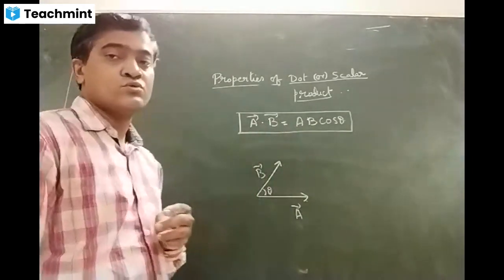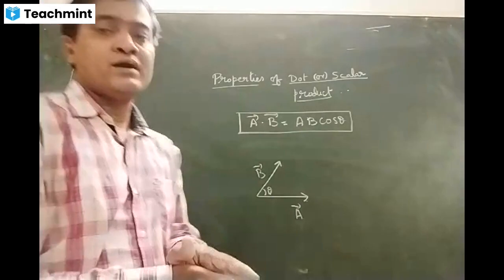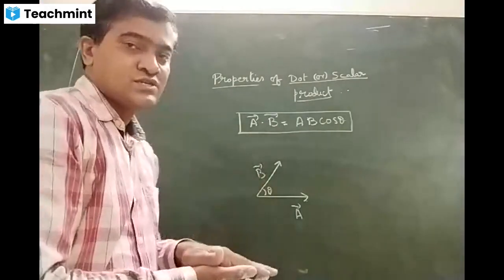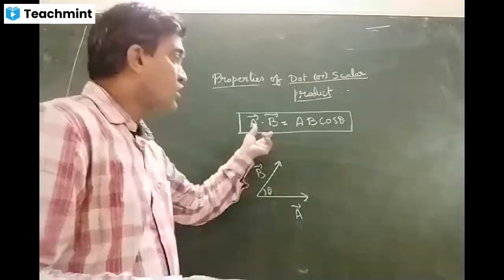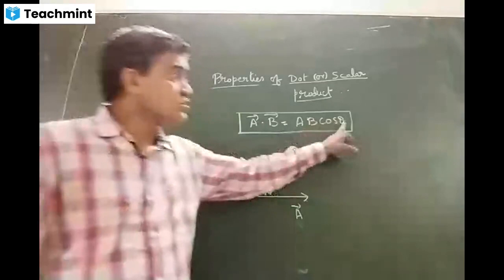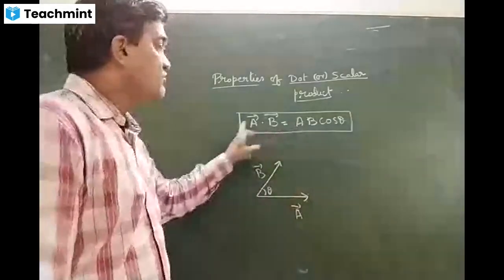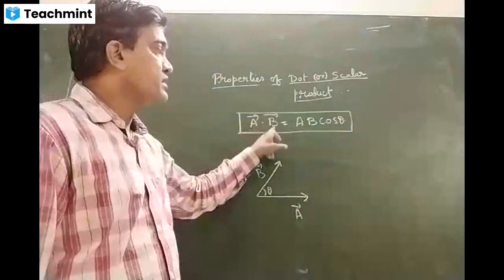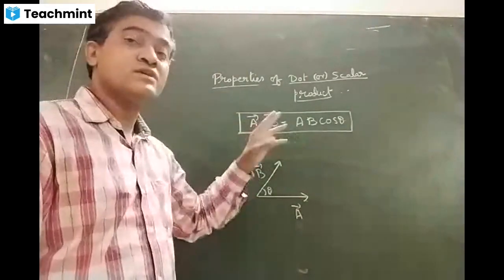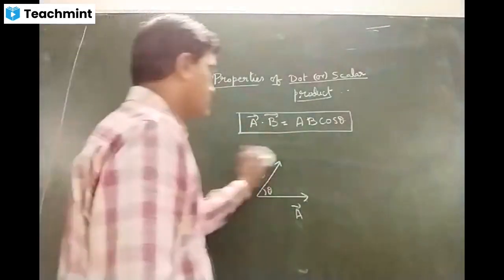For two parallel vectors, the angle between them is 0 degrees. Then what is the dot product of those two vectors? Cos 0 is 1. So finally the dot product A bar dot B bar is equal to AB, simply the product of their magnitudes.